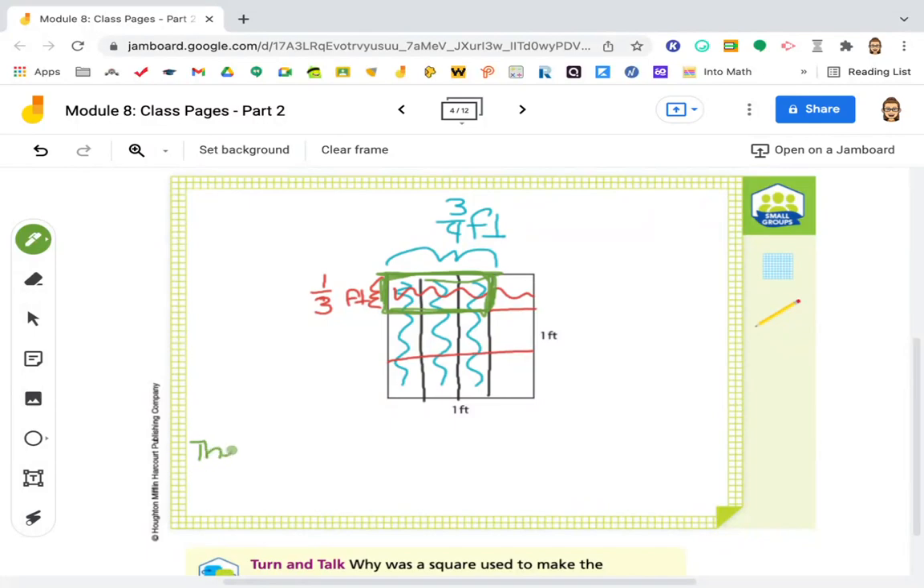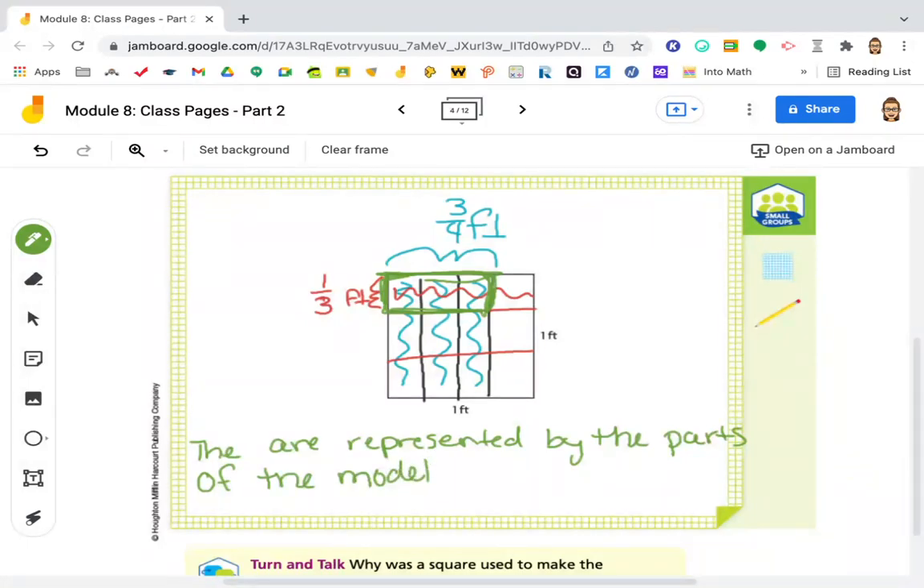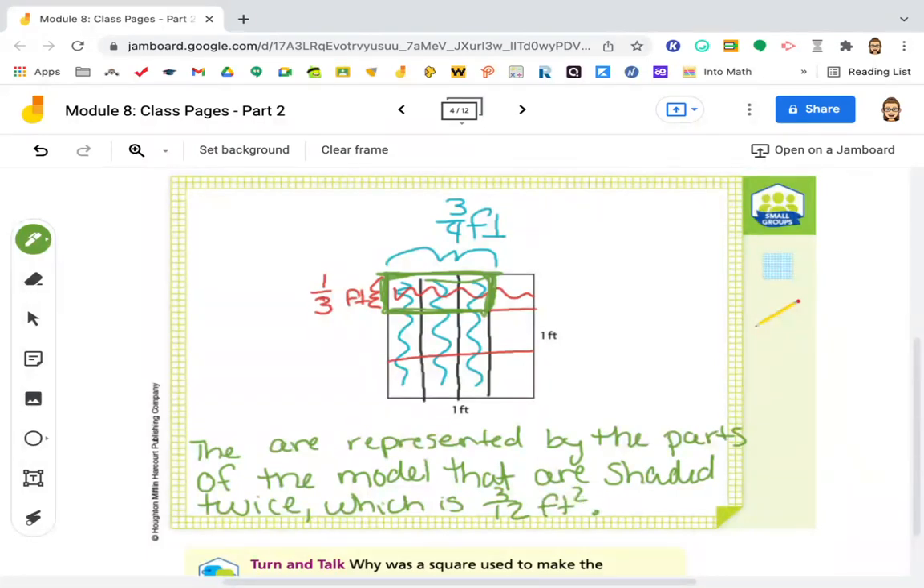So the area represented by the parts of the model that are shaded twice is 3/12 foot squared, because we have 3 out of the 12.